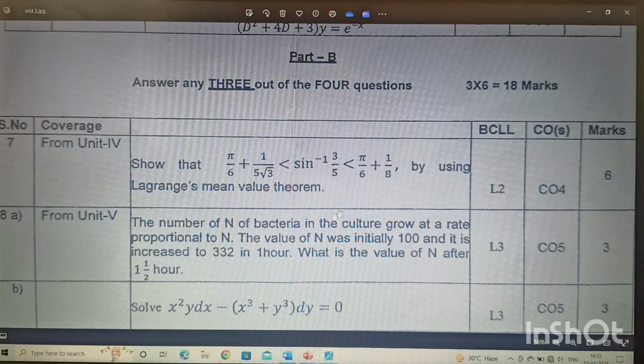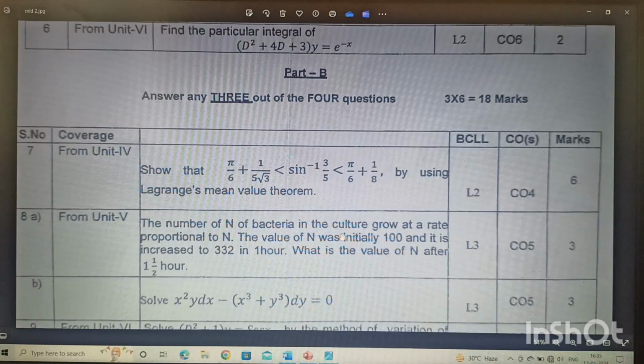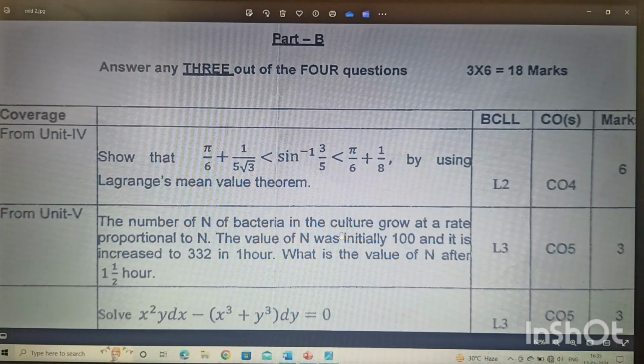Next one from unit 5. Unit 5 again has 2 questions here, A and B, for 3 marks. The number n of bacteria in a culture grows at a rate proportional to n. The value of n was initially 100 and it increased to 332 in 1 hour. What is the value of n after 1.5 hours? This is one of the long questions. It is solved using the properties of the law of natural growth or decay. Okay, natural growth problem.